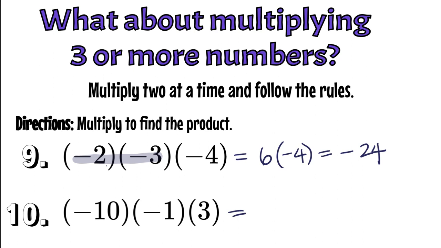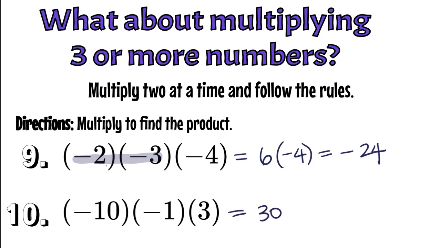For example, in this next one, I'm going to do it how I would kind of do it. I take negative 10 times negative 1. I know that's a negative times a negative, which gives me a positive 10. And then I take that positive 10 in my head and I'm multiplying it by a positive 3. That's going to give me a positive solution, which is positive 30.